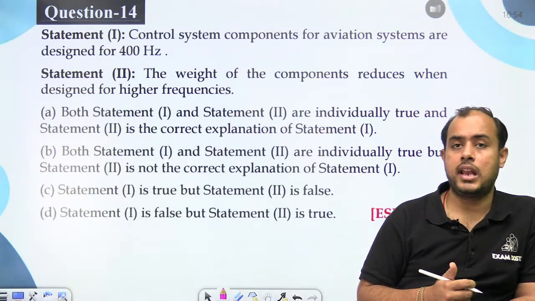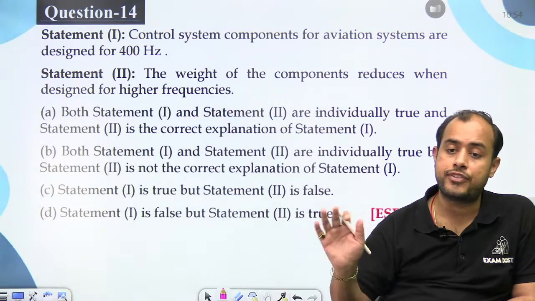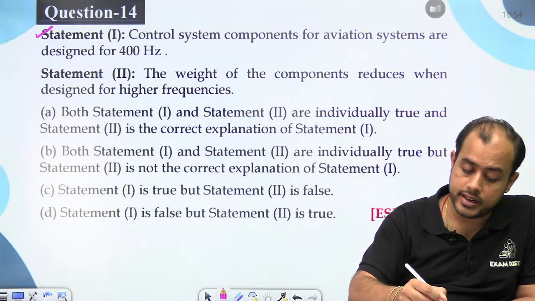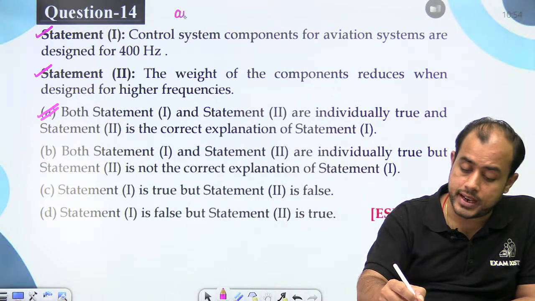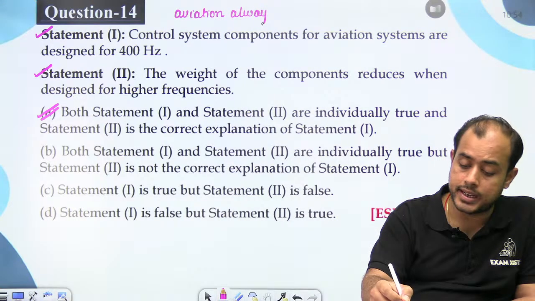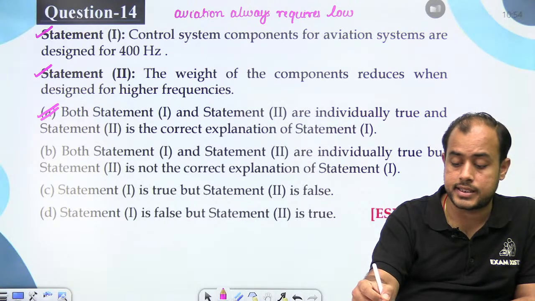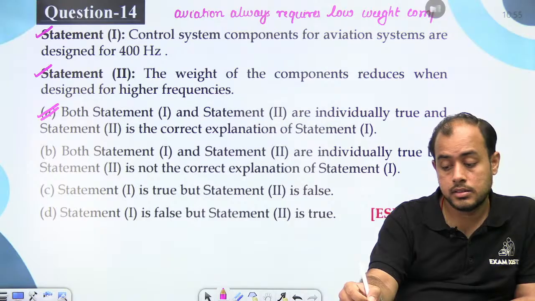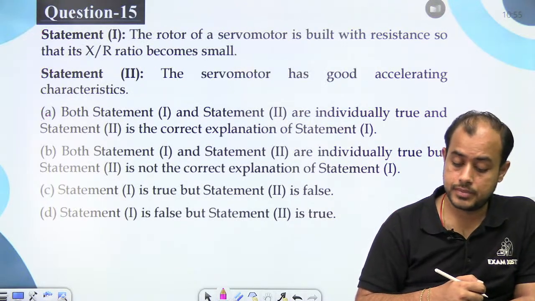ESE 2012, control system components for aviation. Aviation, meaning flight systems, are designed for 400 hertz. Yes, weight reduces when frequency increases. देखो एविएशन ऑलवेज रिक्वायर्स लो वेट कंपोनेंट, करेक्ट। In order to fly, the weight should be as low as possible.